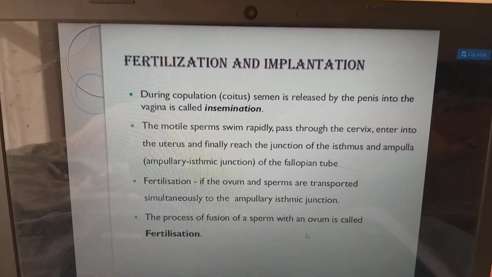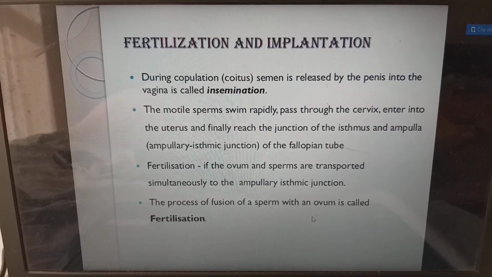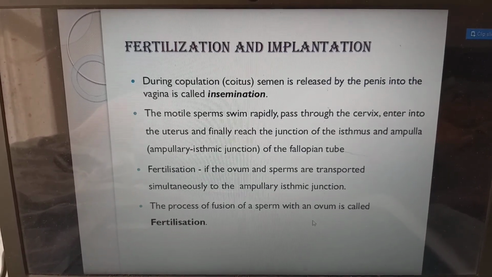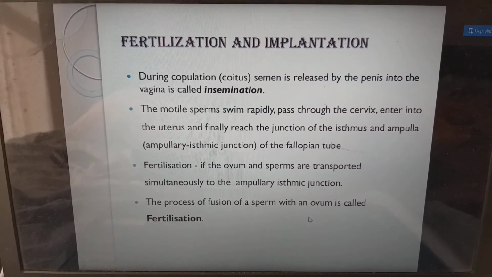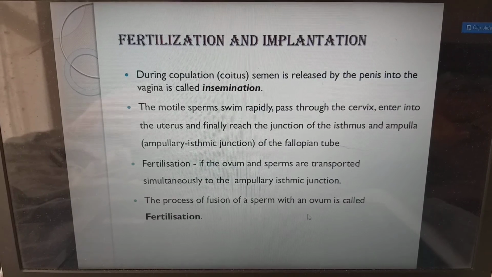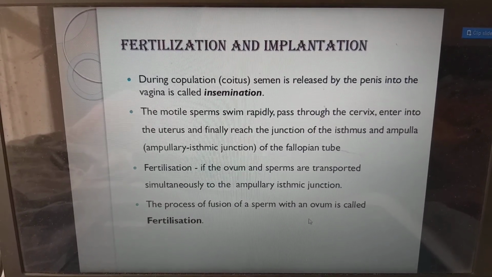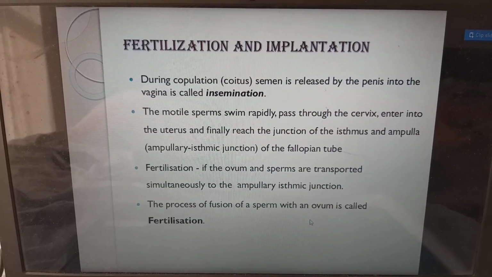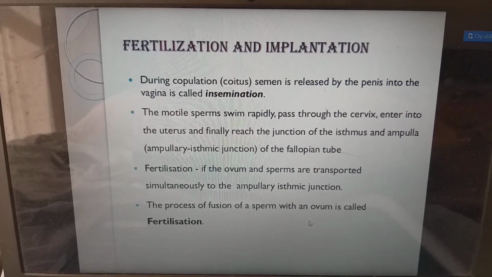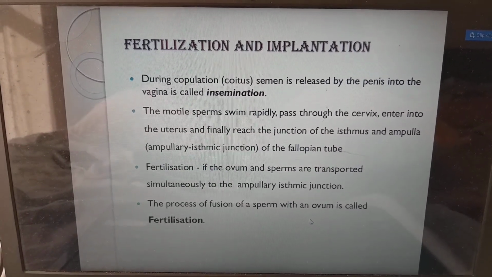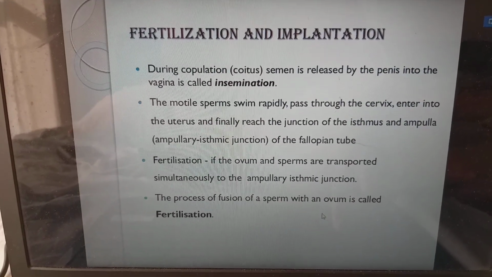Next, fertilization and implantation. During copulation, which means coitus, semen is released by the penis into the vagina, which we call insemination. The motile sperms swim rapidly, pass through the cervix, enter the uterus, and finally reach the junction of the isthmus and ampulla, the ampullary isthmus junction of the fallopian tube. Now, if the ovum and the sperms are transported simultaneously to the ampullary isthmus junction, the process of fusion of sperm with an ovum is what we call fertilization.